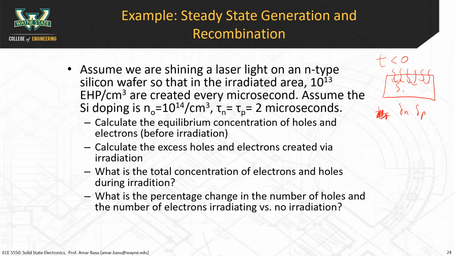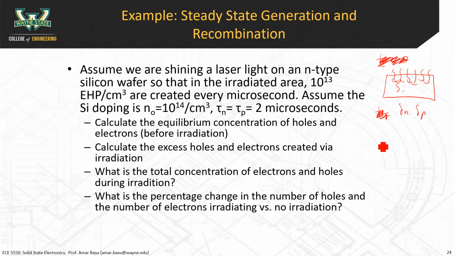Let's do the first part of this problem first. We're shining laser light on an n-type silicon wafer so that in the irradiated area, 10 to the 13th electron-hole pairs per centimeter cubed are created every microsecond. Assume that the silicon has a doping of 10 to the 14th per centimeter cubed. Okay, so forget this t equals 0 just for the time being. We'll get to that in a second.